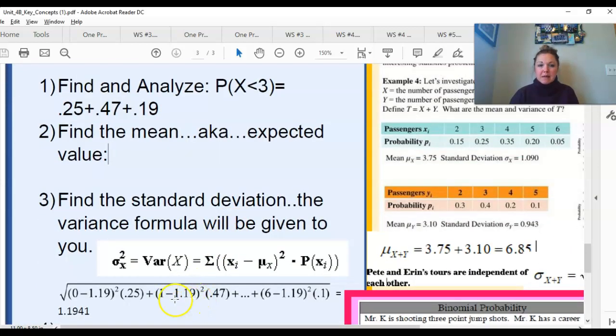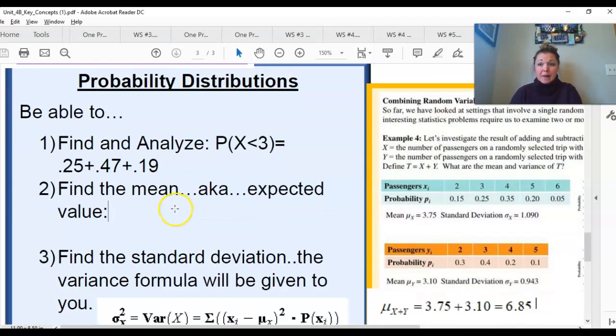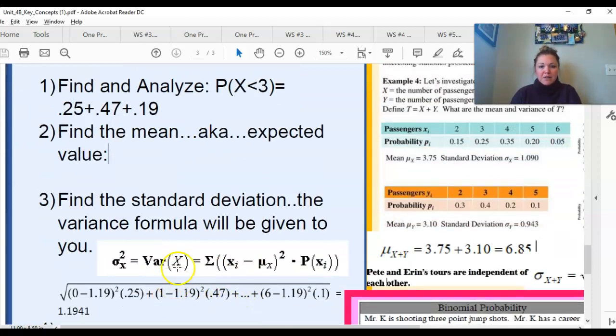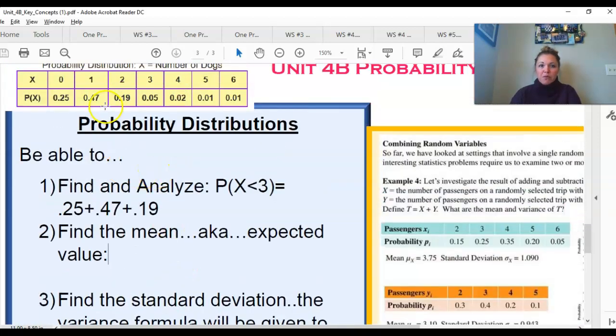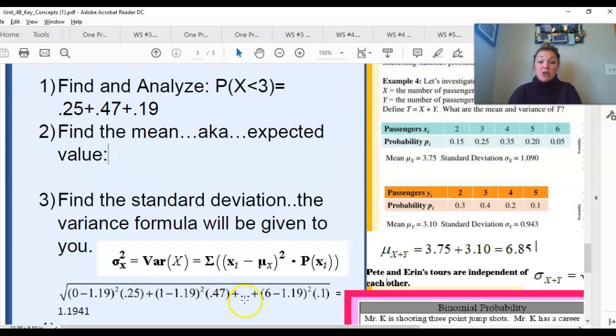1 minus the mean. Why 1? Because 1 is our next observation. Then I square that times the probability of that observation. Well, the probability of that 1 is 0.47. And I continue, and so on and so forth. And you notice I did a dot, dot, dot there, and that is totally fine to do, okay?